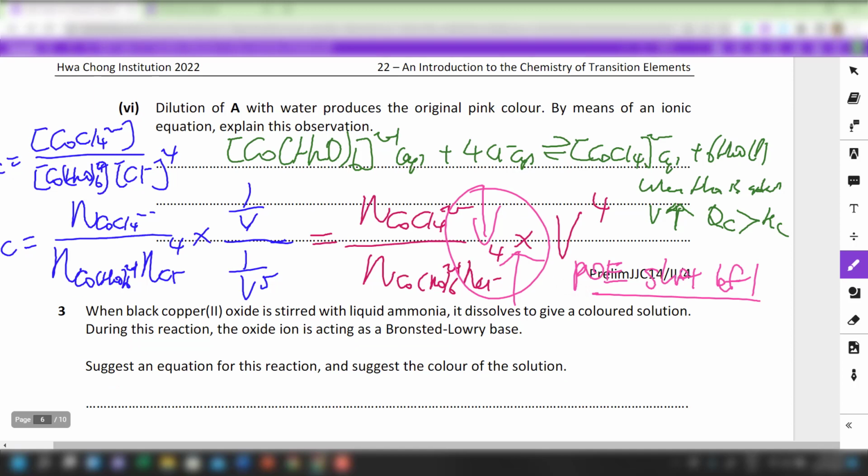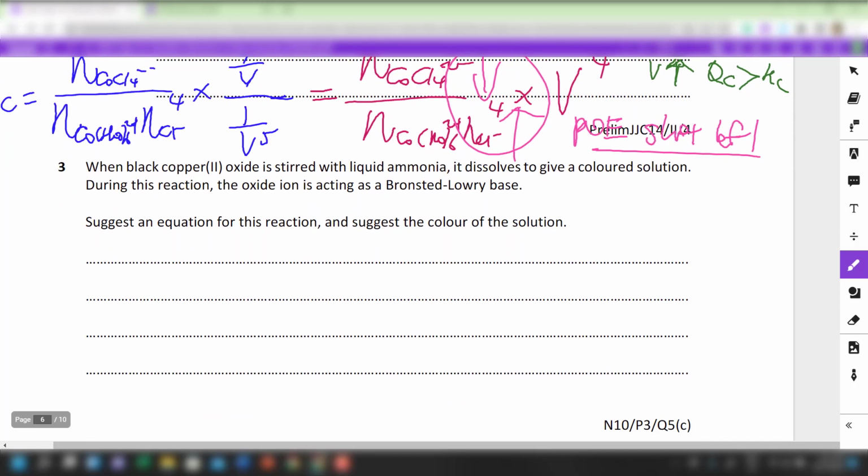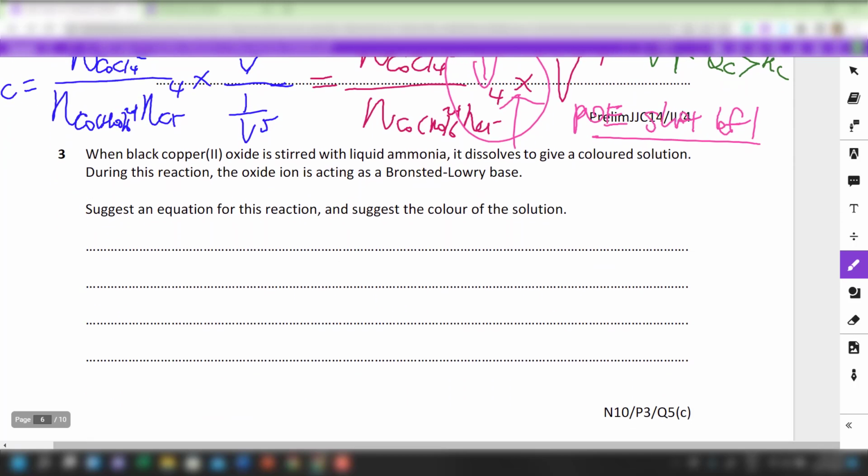And then finally we have question 3. For question 3, it was quite a difficult question back then, though it's only one small part. You were told that when copper(II) oxide is stirred with liquid ammonia, it dissolves to give a colored solution.